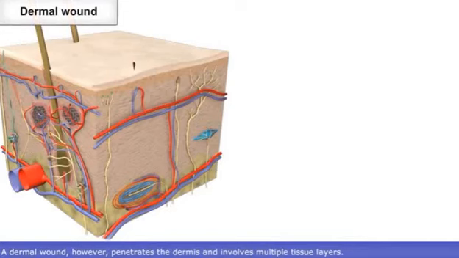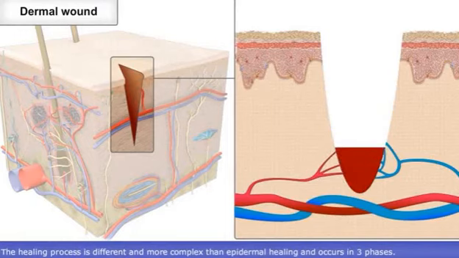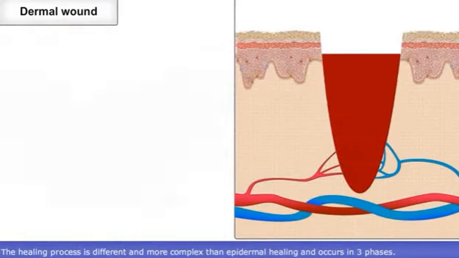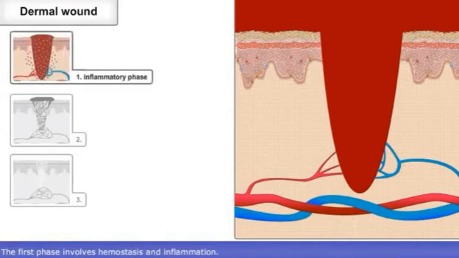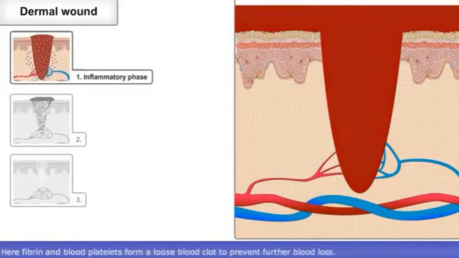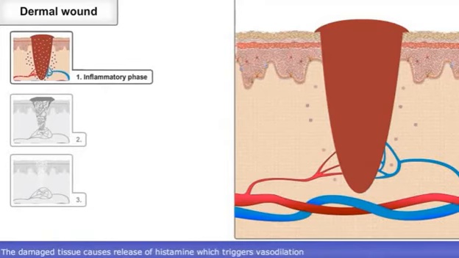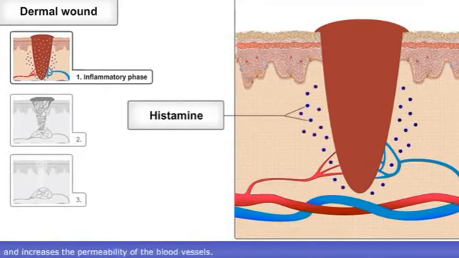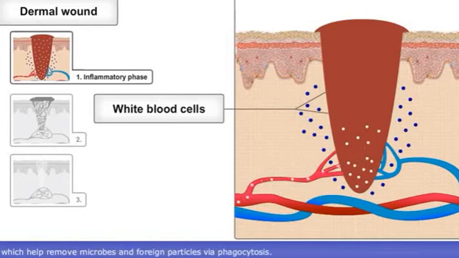A dermal wound, however, penetrates the dermis and involves multiple tissue layers. The healing process is different and more complex than epidermal healing and occurs in 3 phases. The first phase involves hemostasis and inflammation. Here, fibrin and blood platelets form a loose blood clot to prevent further blood loss. The damaged tissue causes release of histamine, which triggers vasodilation and increases the permeability of the blood vessels. This in turn increases the delivery of white blood cells, which help remove microbes and foreign particles via phagocytosis.